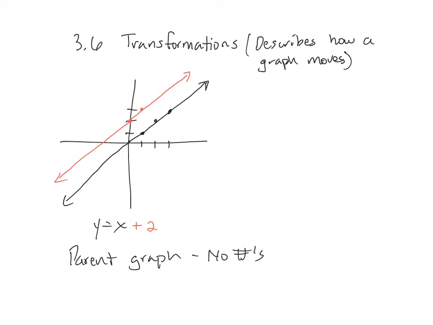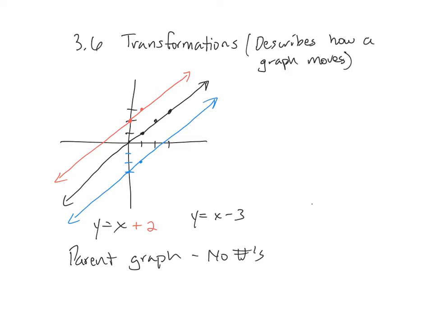If I did y equals x minus 3, this minus 3 at the end means move everything down 3. And the graph will look the same, just down 3 spaces. Okay? And so another way to write this situation is using functions.